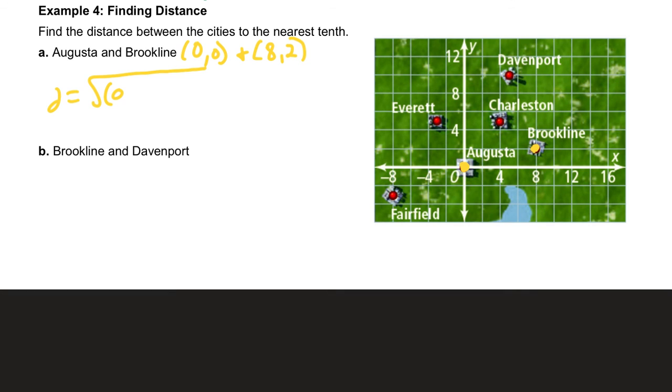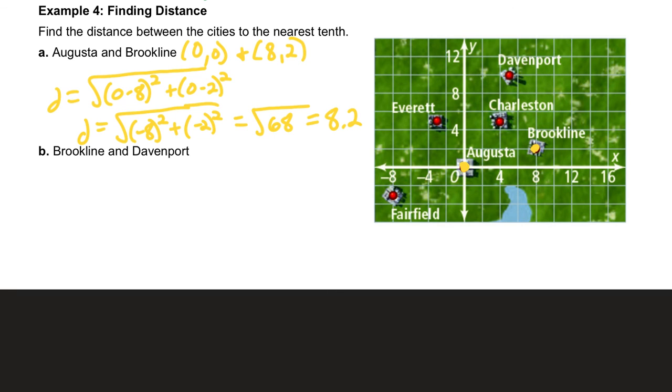So to find that distance, I'm going to take 0 minus 8 squared plus 0 minus 2 squared. X minus x, y minus y. So that distance is going to be the square root of negative 8 squared plus negative 2 squared. Again, the parentheses being extremely important. So that's going to be 64 plus 4, or 68. So if I'm going to do the square root of 68 and round it, square root of 68 is 8.24. I would round that to just 8.2. Okay, 8.2, and in this case, I'm just going to use the word units.